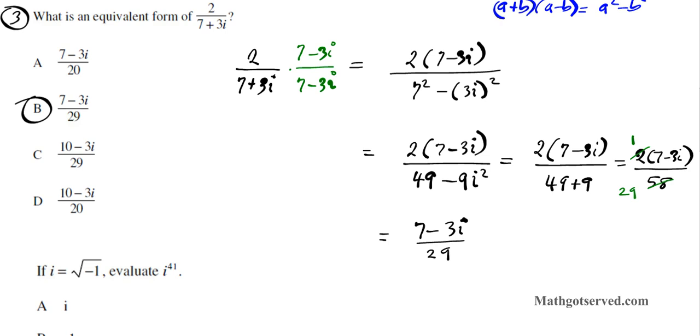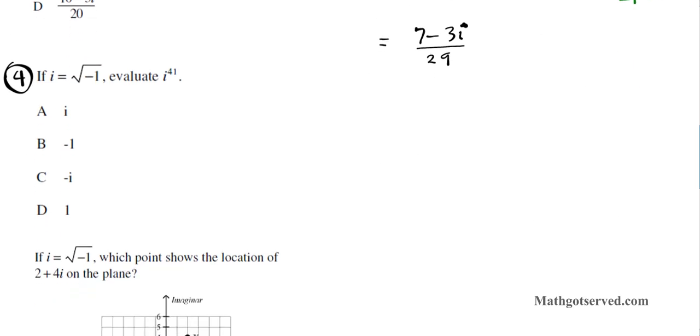Alright, let's take a look at the next one, number 4. So number 4, we are asked to evaluate i to the 41st power. Now, keep in mind the fact that i is equal to the square root of negative 1. So how are we going to do this? To do this, we're just simply going to divide the power by 4, and all we care about is the remainder. So if you divide 41 by 4, the remainder is 1, so it's basically i to the first power, which is i. So we can clearly see that the answer is A.